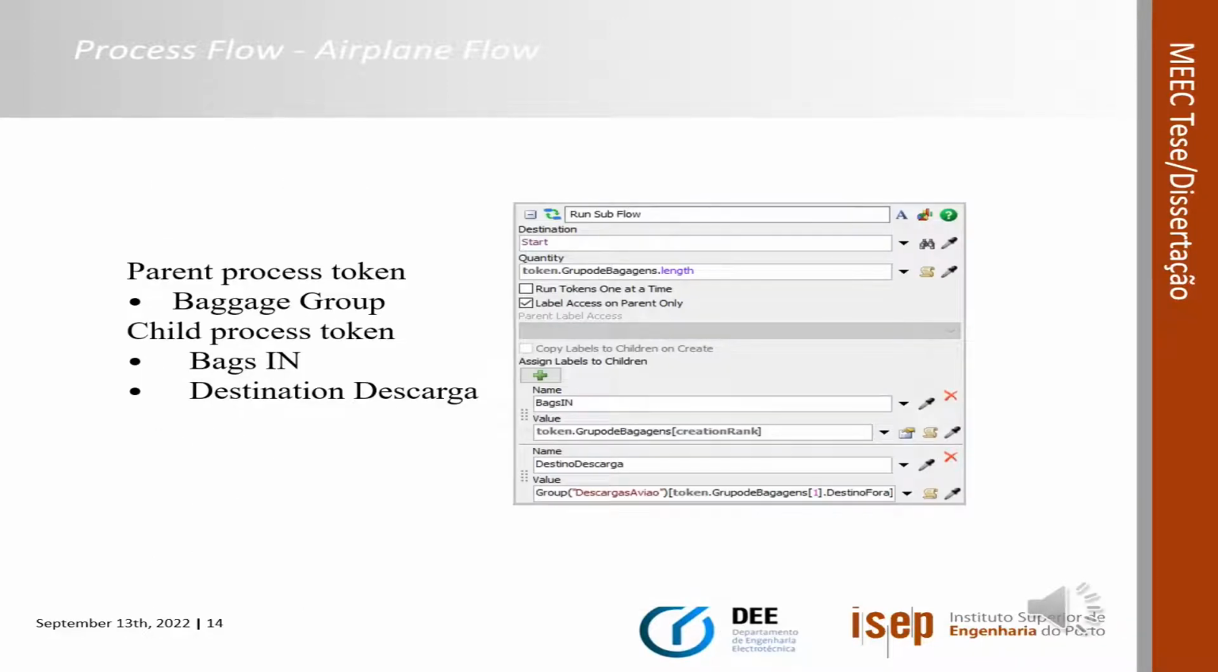A run-sub flow works like this. Basically, the token inserted in the run-sub flow task is like a parent token and makes it wait for all the child tokens to run out before moving on to the next activity. In this example, the parent token is the baggage group and the child tokens are the "bags in" and "destino descarga".